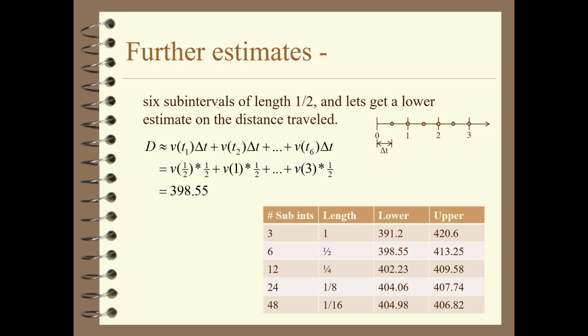And as you use more and more subintervals, they become closer and closer, so that we suspect that in the limit these 2 numbers are the same thing in the end. And that would be the actual distance traveled. So if you look at the very last instance, if I did 48 subintervals, every single subinterval would only correspond to a 16th of a second of time elapsing. The lower estimate is 404.98, while the upper estimate is 406.82, and that'd be meters. I would bet then that the actual answer is somewhere smack in between them.